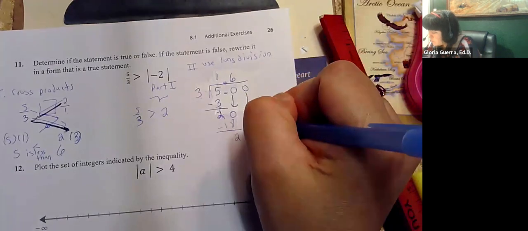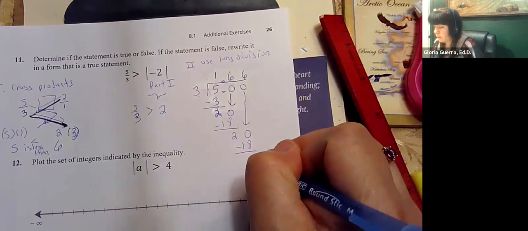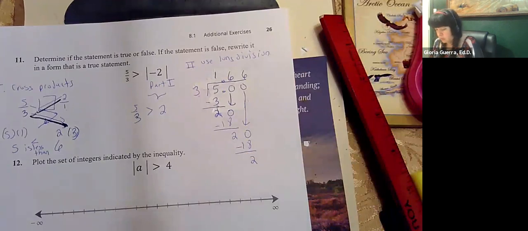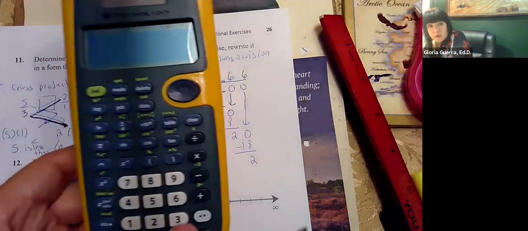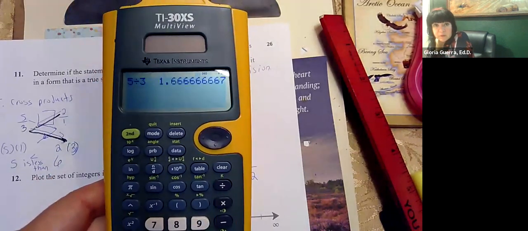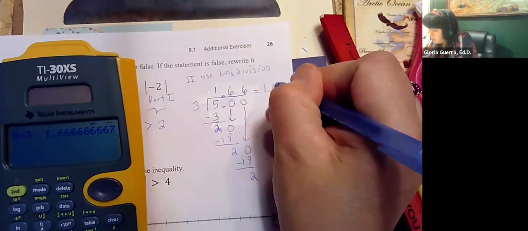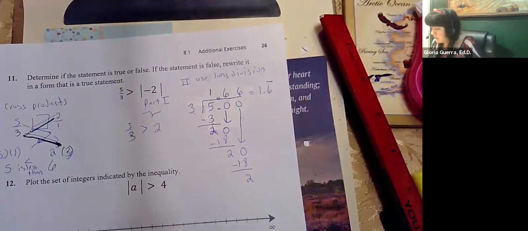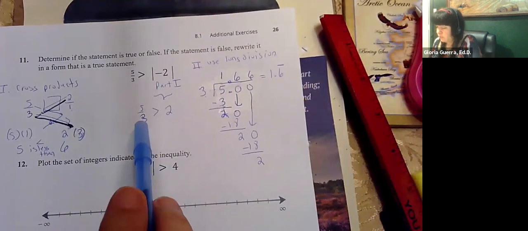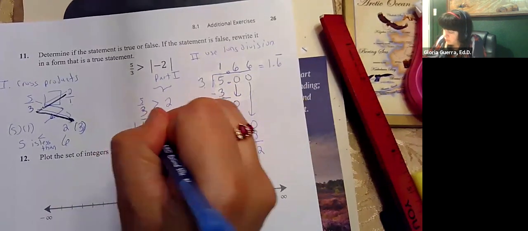Okay, then add another 0, pull it down, and it looks like it's going to be repeating. 3 goes into that about 6 times, 2 left over. Now I use my calculator to double check. 5 divided by 3. See all that repeating sixes? So this is 1.6 with a bar over it. That's the value of 5/3.